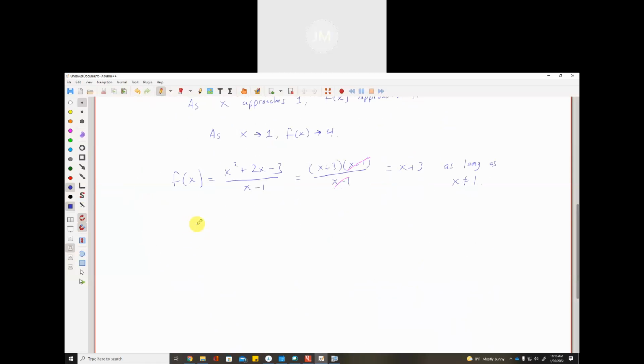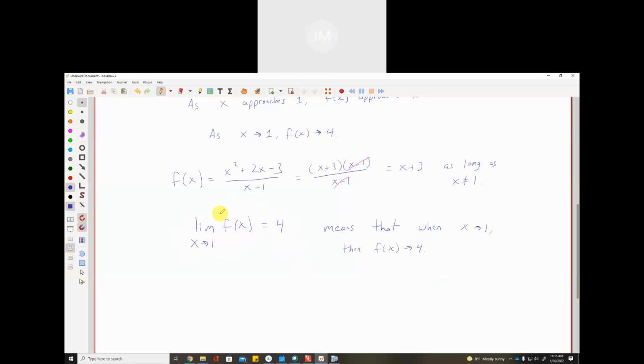Okay? So the limit as x approaches 1 of f of x equals 4 means that when x approaches 1, then f of x approaches 4. Okay, so that's what this limit means. It means that as your x values get super, super close to 1, your y values will get super close to 4.